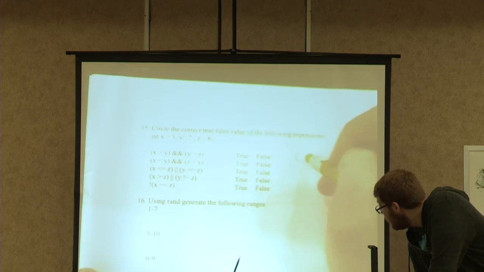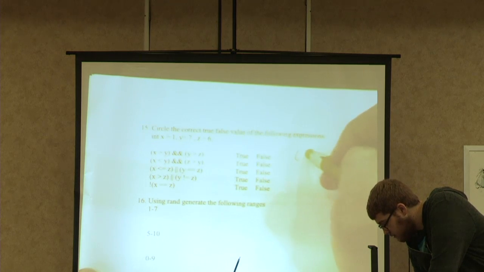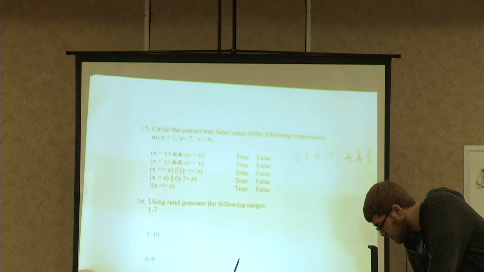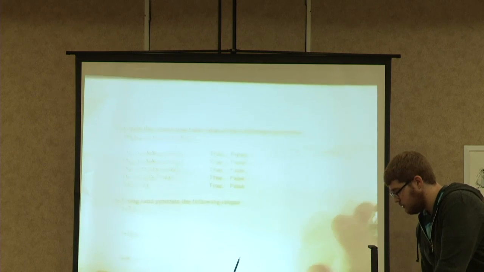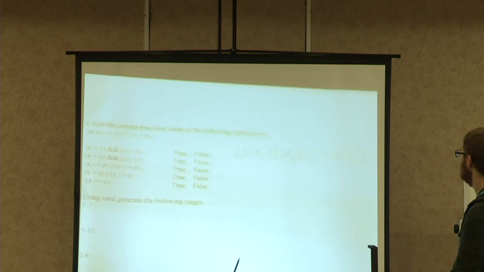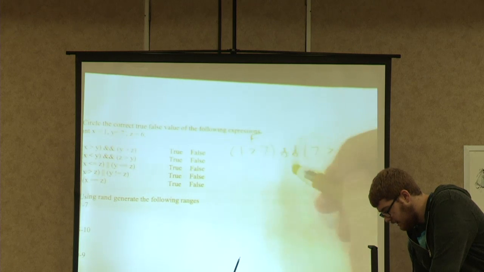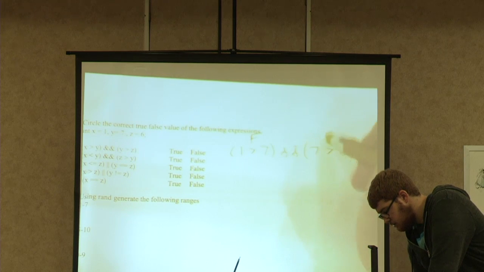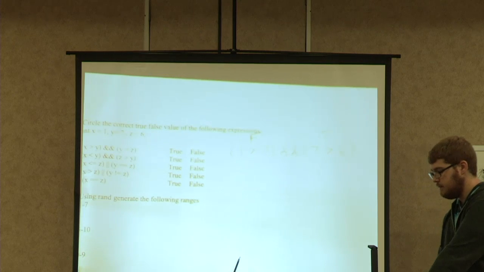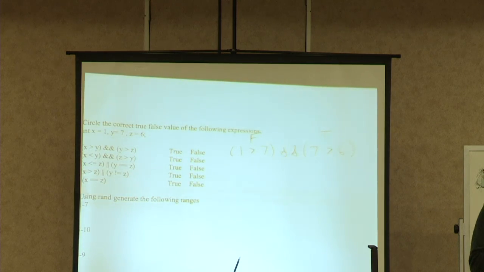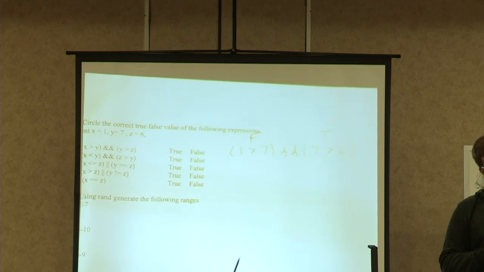So we have x equals 1 is greater than y, which is 7, and 7 is greater than 6. So we got 1 is greater than 7, which is false, right? And 7 is greater than 6 is true. False and true equates to false because both have to be true.